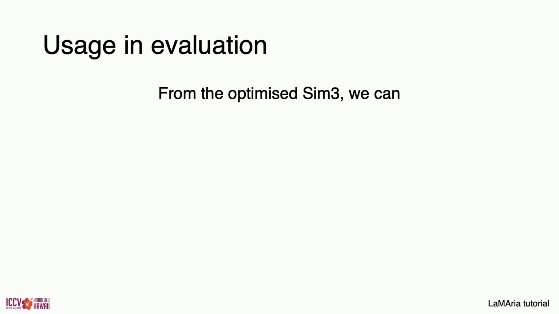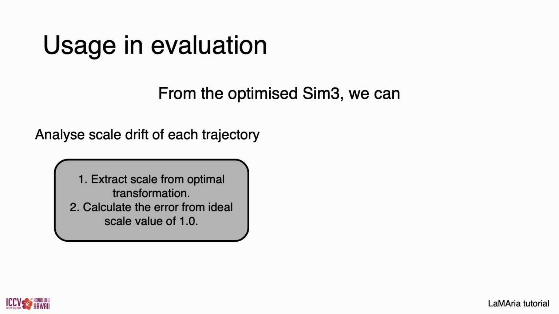Now, some other ways in which we can use this similarity transform in our evaluation: the first is that we can also analyze scale drift of each trajectory. How this is done is we extract the scale from this optimized transformation, and then we calculate the error from the ideal scale value, which is 1. If a trajectory is estimated perfectly in terms of scale, then it will have a scale value of 1 from this optimal similarity transform which we obtain.